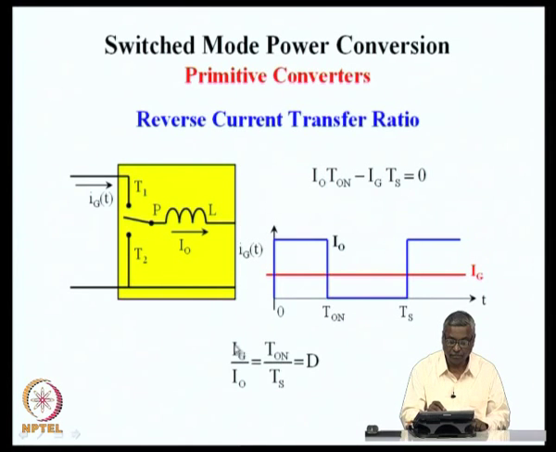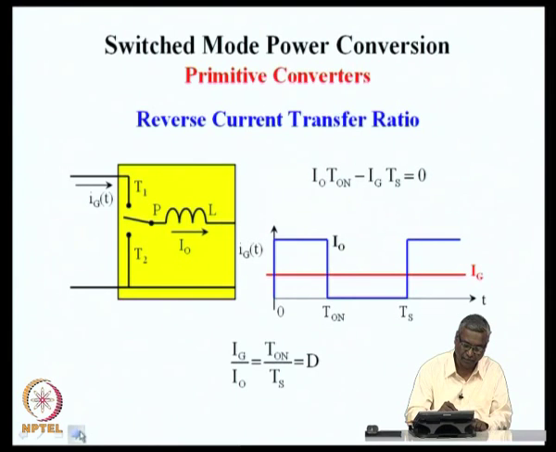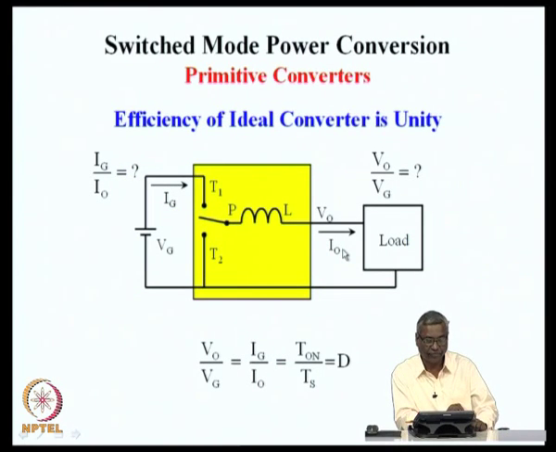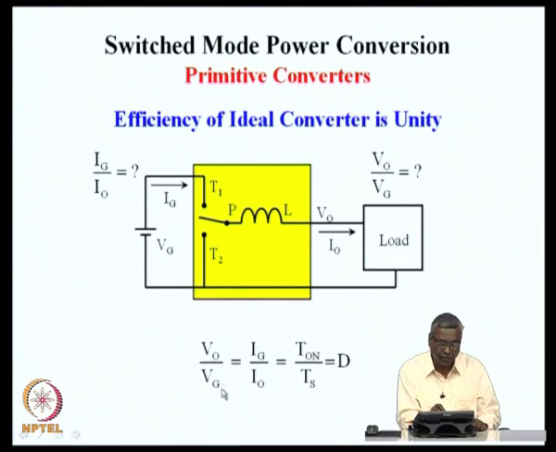The forward voltage conversion ratio V naught by Vg was D. This is the reverse current transfer ratio Ig by I naught. This also happens to be D. This is obtained by simple geometrical averaging. We find that the ratio of V naught by Vg and Ig by I naught, both of them are D, the duty ratio of the converter, T on by Ts.